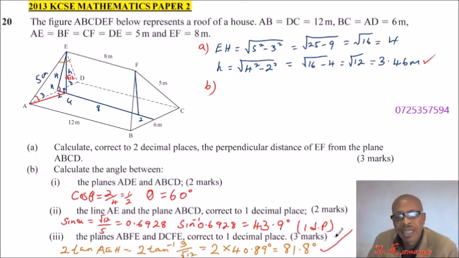You did this in Form 4, I think in the topic known as 3 dimension, and I hope you have followed. So you should be able to work out angles between two planes, and angles between a plane and a line, and that should be easy for you.